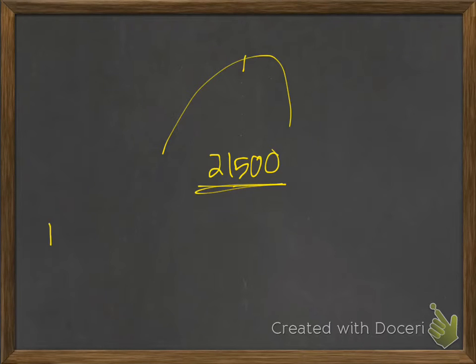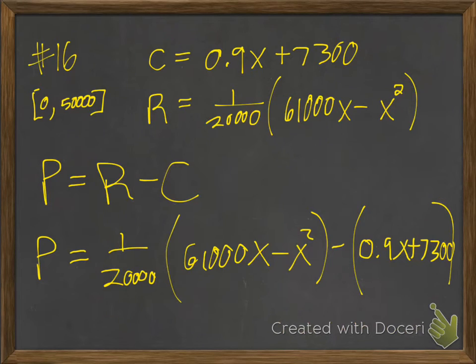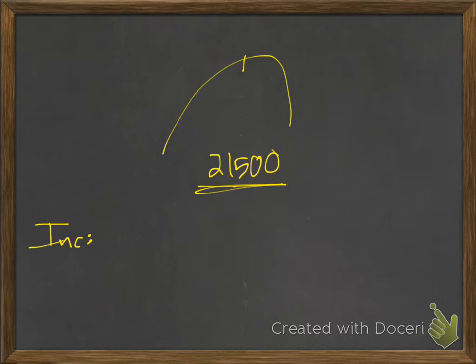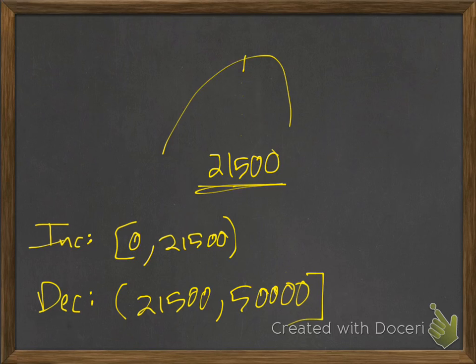The interval of increase that goes with that, the increase is on the left, and it may have a specific domain, and I'll have to look back. I don't know if this problem had a restricted domain, or maybe I'm missing something. Oh, it was 0 to 50,000. Okay, so we want to make sure we accommodate that. So the interval of increase is going to be from 0 to my peak of 21,500, and then it's going to decrease on the other side of that, but it doesn't go forever. It's from 21,500 to 50,000, and you stop. And there's your decrease. The rest I'll let you figure out, but that's a good start.